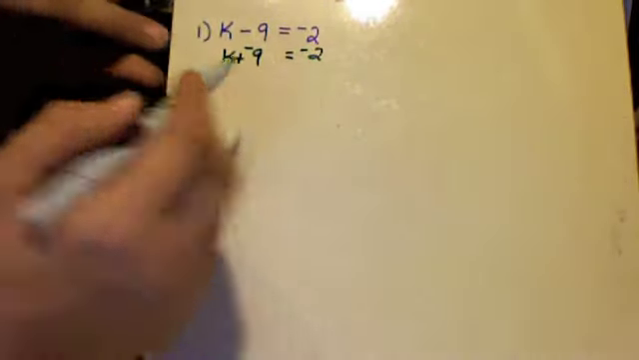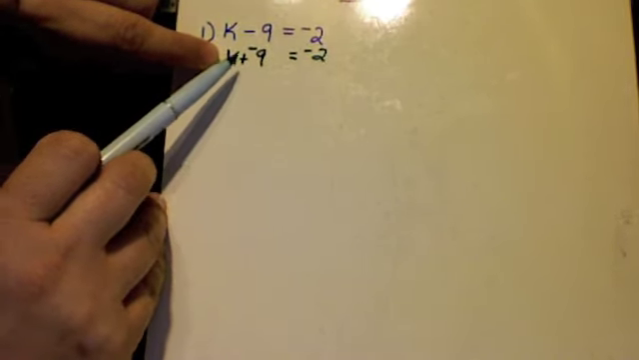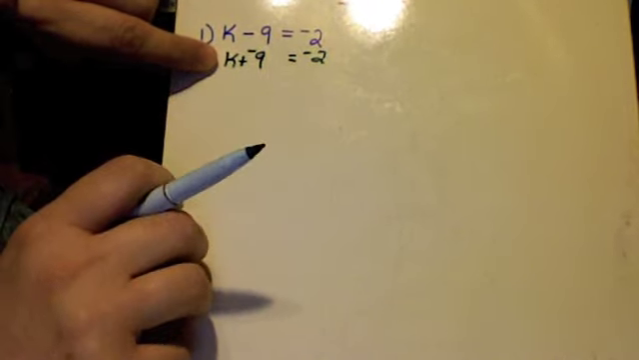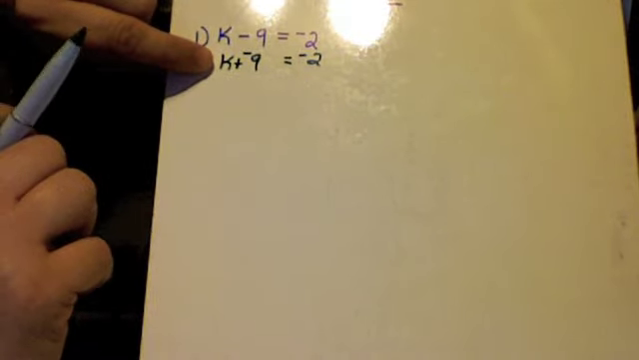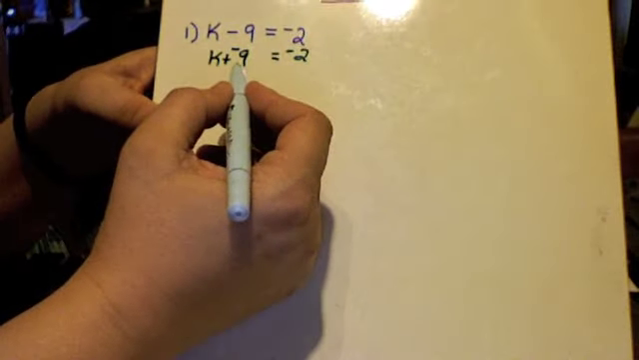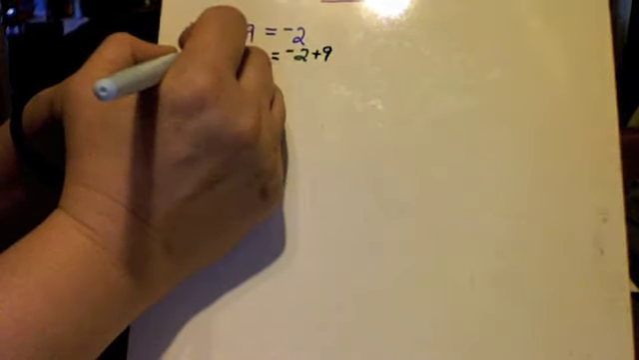So we look and find the variable is k, and we ask ourselves what's being added to k. -9 is being added to k, so we have to undo that, and to undo it we add the opposite to both sides. It was -9, so we add +9 to both sides.